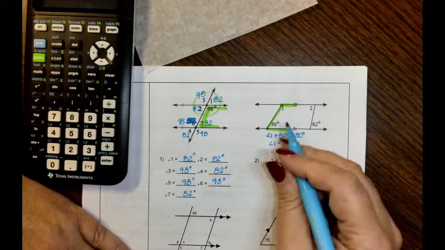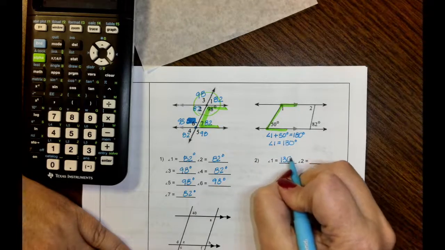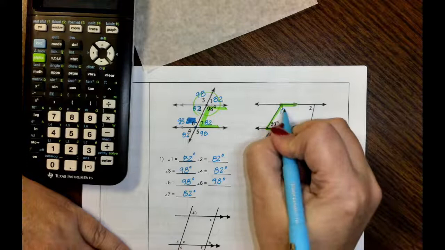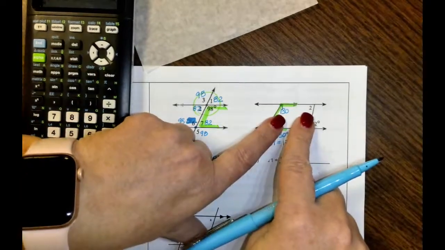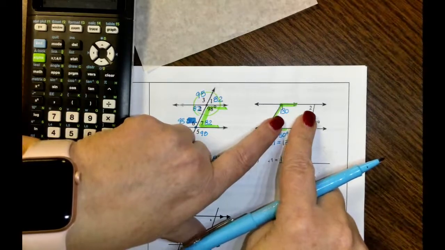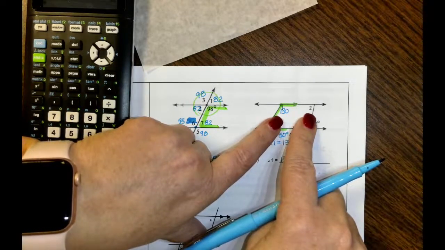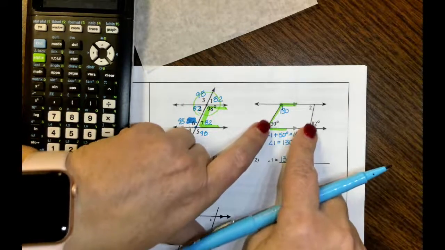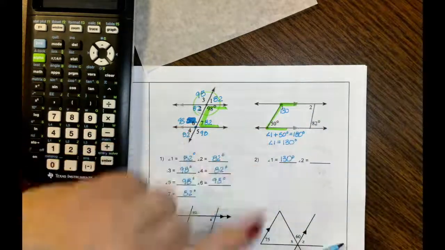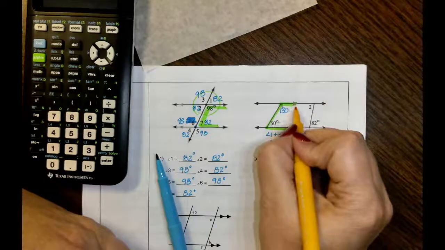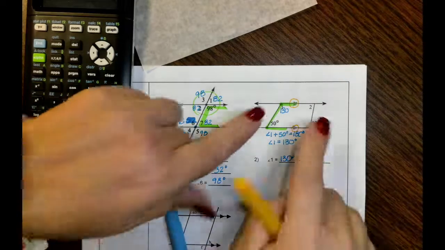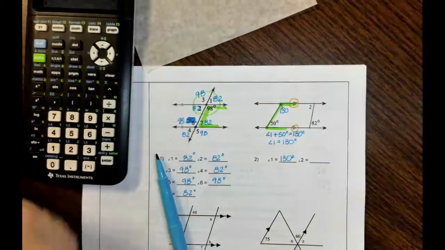So we have 130 degrees. So angle 1 is 130 degrees. Now, here's what everybody wants to do. Everybody wants to use that same relationship here with this 130 and this 2. But there's a problem. These two lines are not parallel. I can tell because they do not have the arrows that these two lines have. These are not parallel, so you cannot use that.